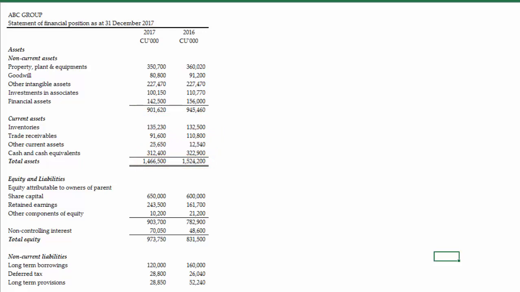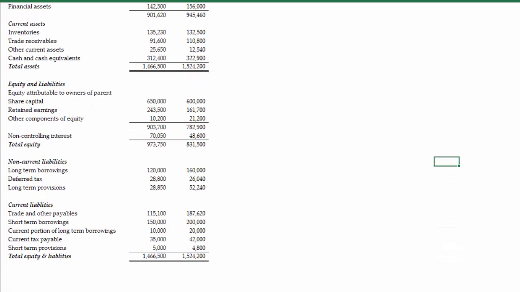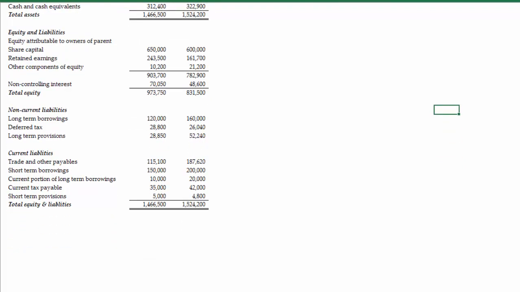Thereafter, we have equity and liabilities. Firstly, we were given the equity attributable to owners of parent. We have in there the share capital, the retained earnings, and the other components of equity. Those are the equity attributable to owners of parent. Then we add the non-controlling interest, which are the other owners of the subsidiary, and they gave us that amount also. If we add that to the equity attributable to the owners of parent, we get the total equity. You will learn more about non-controlling interest when we get to consolidated financial statements.